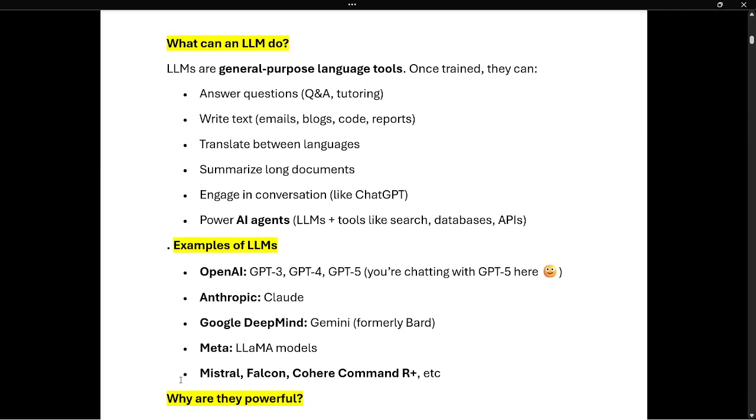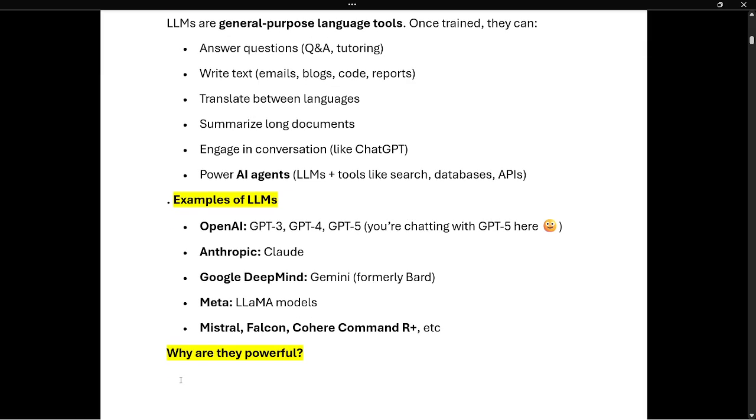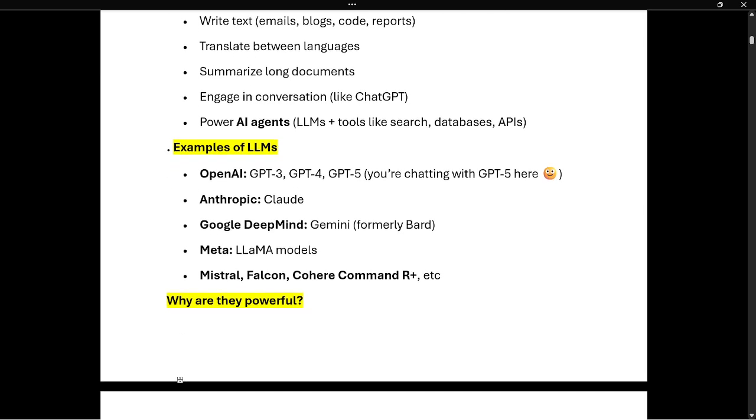We have examples like GPT-3, 4, 5. We have Anthropic with Claude, Google DeepMind has Gemini, Meta has Llama, and other companies have other LLMs also.